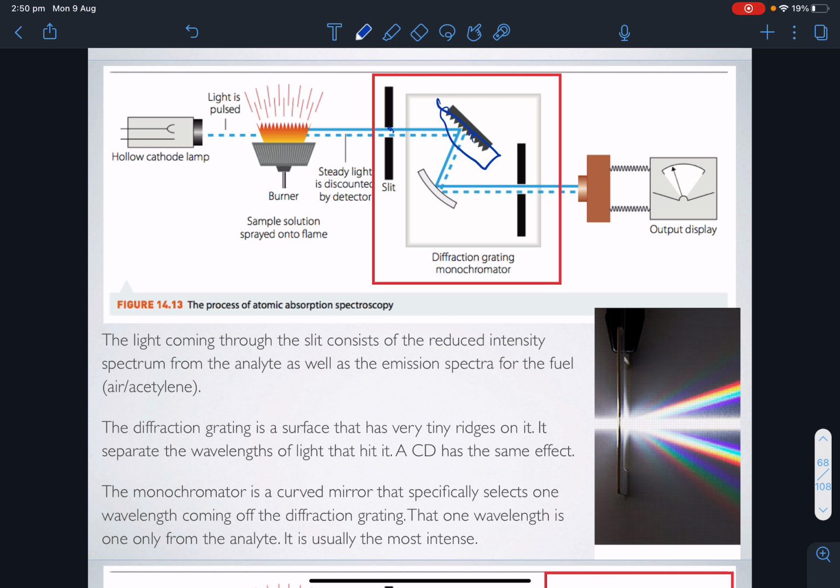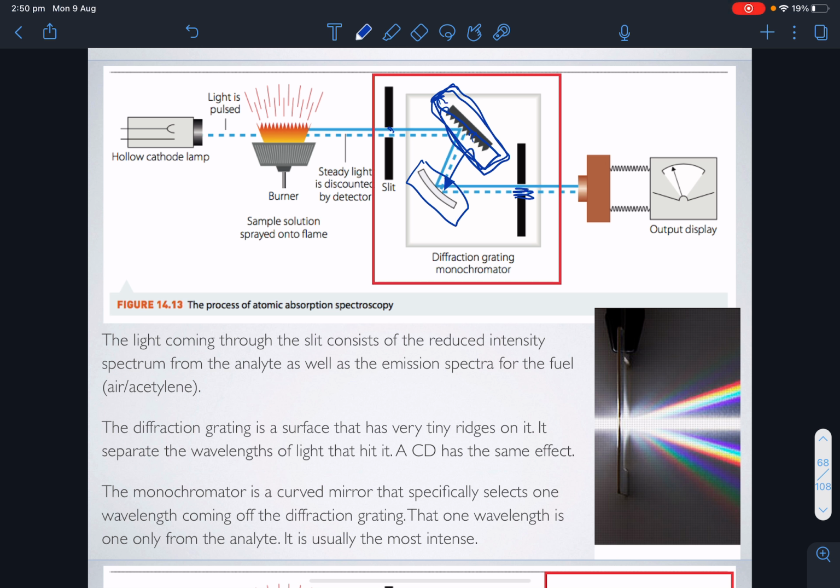Or another way you could do this, and if you actually pull apart one of these machines, it has the same pattern as an old CD disc, the back of it, where it splits apart the light. So it splits apart the light into all of its spectrum, and from there it sends it on to a curved mirror and then through another slit too. So the monochromator is a curved mirror.